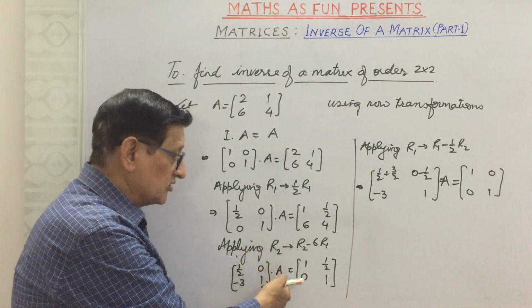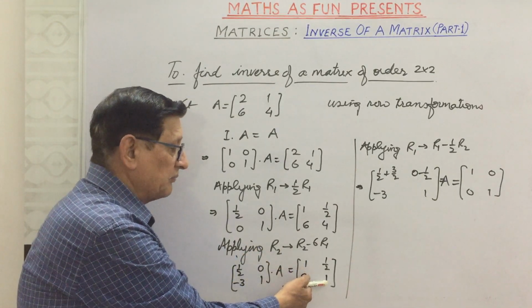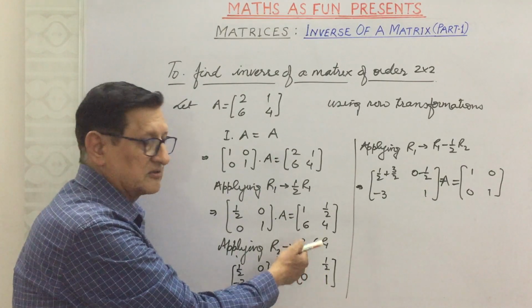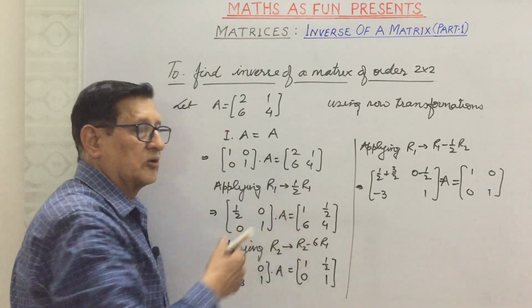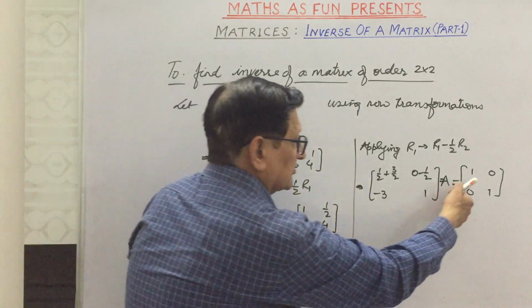Why we are doing this? Because 0 is not going to affect this element, and that's why we will be multiplying or adding or subtracting some multiple of this from row 1 to make it I. Now we have converted this as I.